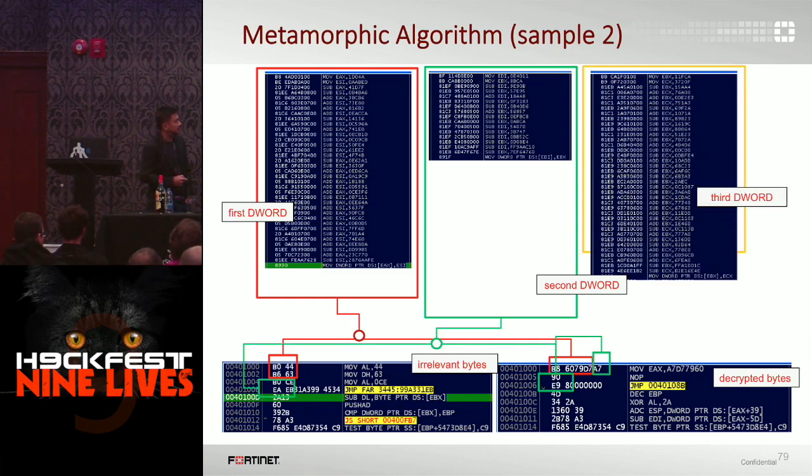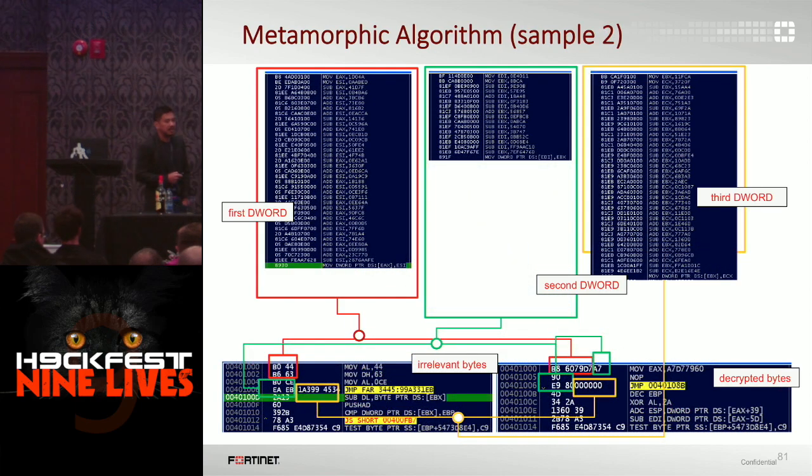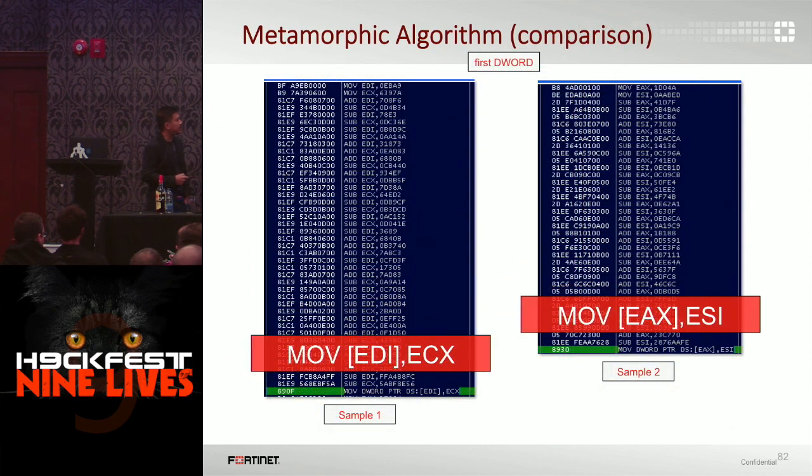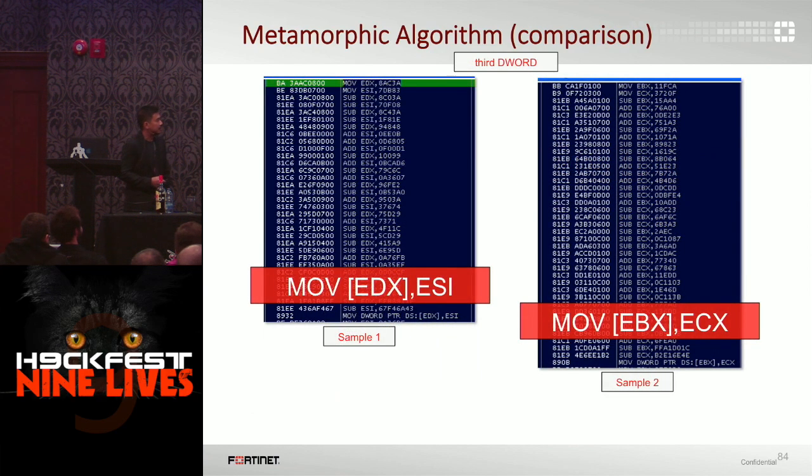Okay, third D word, and so on. Comparing the first sample to your second sample, which is the same host file with different encryption. Comparing again the first D word for the second and first sample: the mov EDI instruction is even different. Second D word, different. Third D word, and so on and so forth.